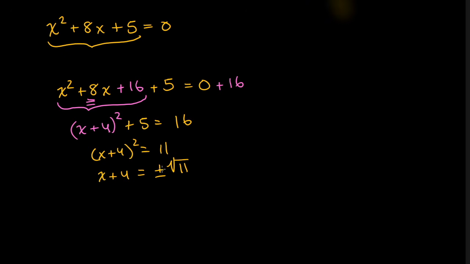So if we take the positive square root of 11, we would get x is equal to 4 plus the square root of 11. Oh, let me be careful. We're subtracting 4 from both sides. So negative 4 plus the square root of 11, or we could have x is equal to, if we subtract 4 from both sides, but if we use the negative square root of 11, so we have negative 4 minus the square root of 11. Now we could also get a calculator out to figure out approximately what these are.